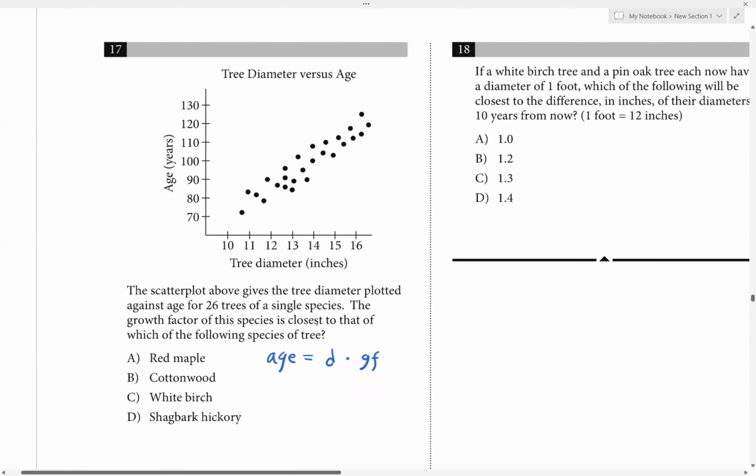All right, so to solve for the growth factor, we can divide by d on both sides, right? So that will cancel out. So the growth factor should equal the age divided by the diameter. Okay, so age divided by diameter.